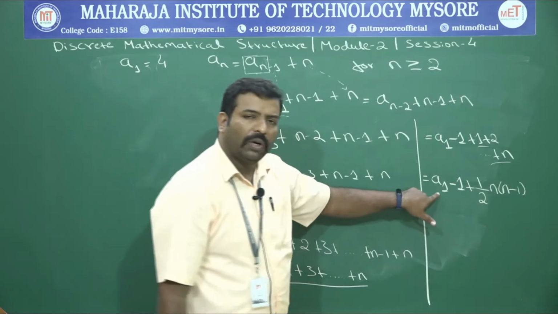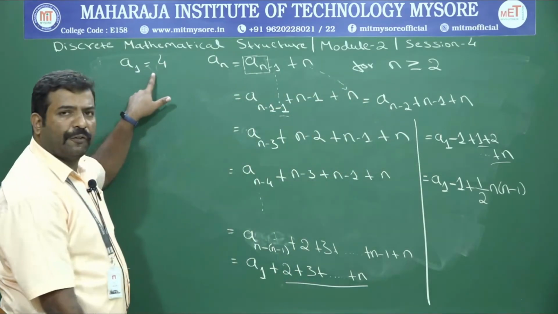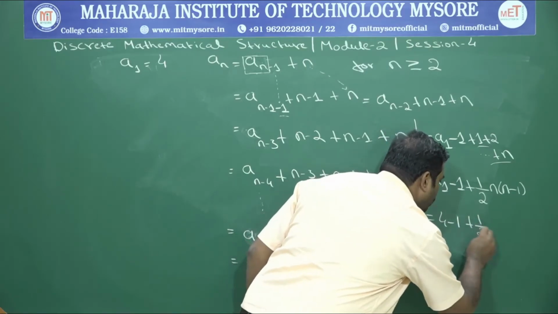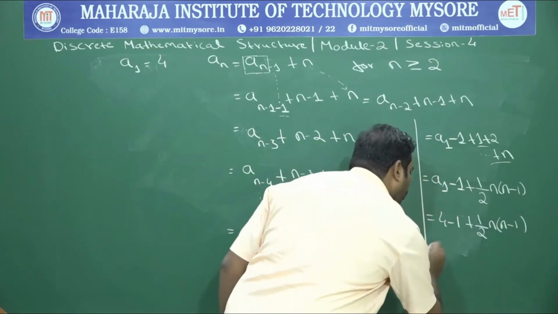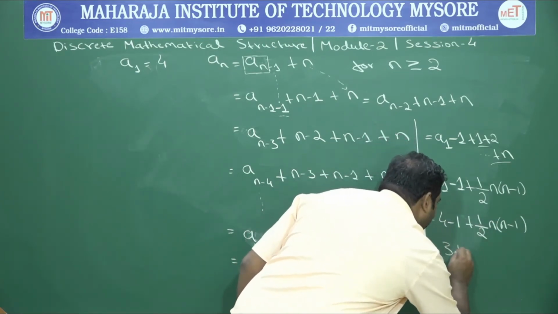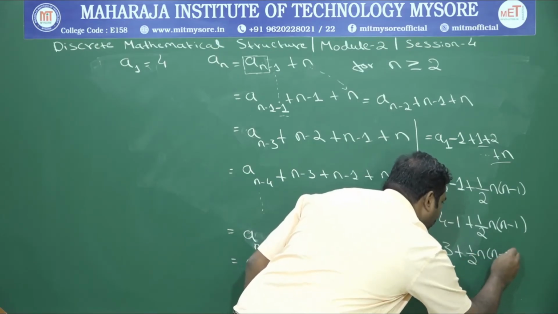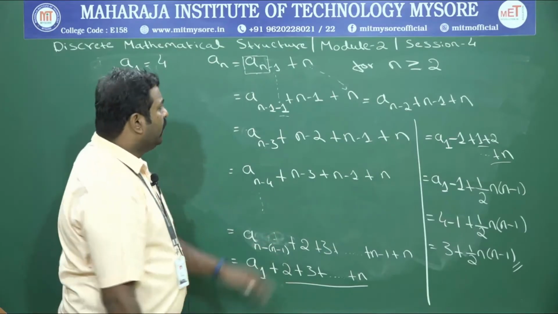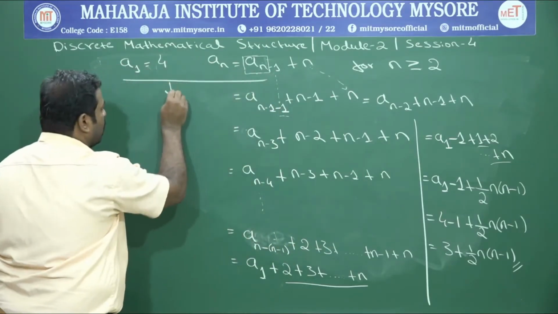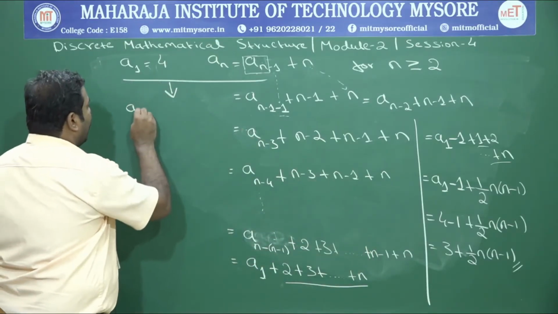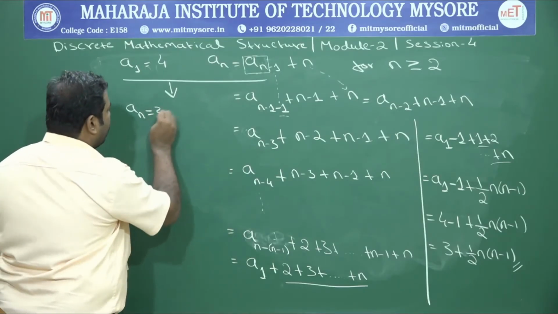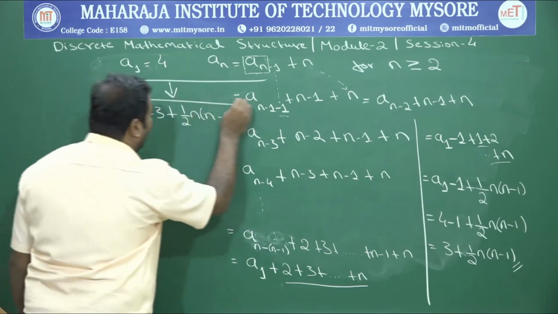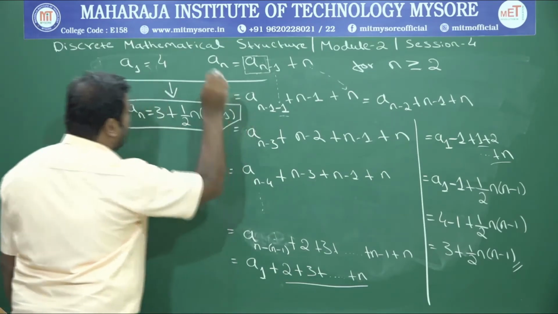So now what is a1? Just look at the base condition. a1 is 4. Hence I need to replace this as 4 minus 1 plus 1 by 2 n of n minus 1. So if I just subtract this, now this will be 3 plus 1 by 2 n of n minus 1. Fine. And this is what I am going to end with. I am going to end with an explicit form for the given recursive form. Fine. And I have found what the explicit form is, that is an equals 3 plus 1 by 2 n into n minus 1. Now this is the explicit form of the given recursive definition.